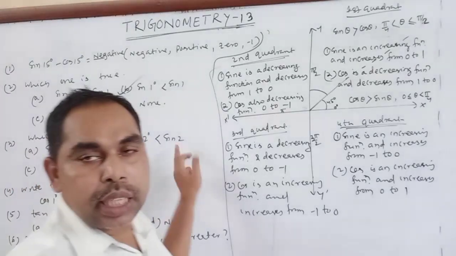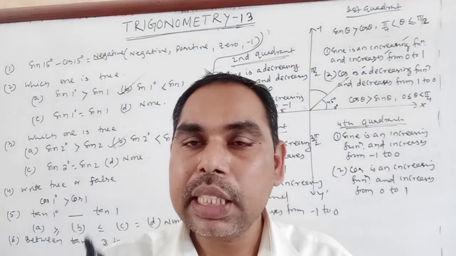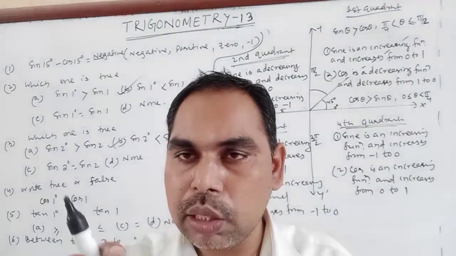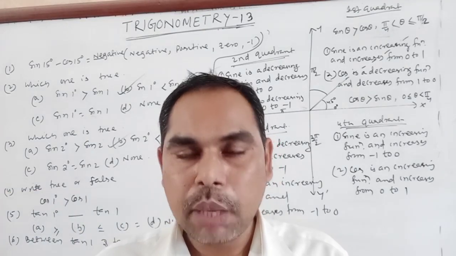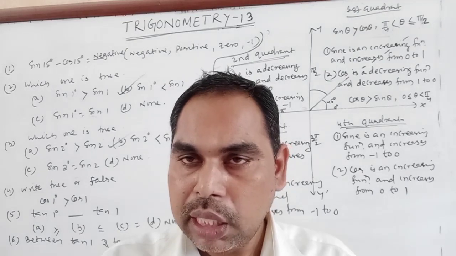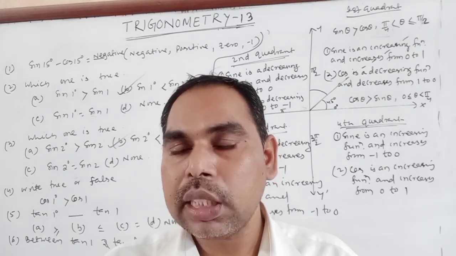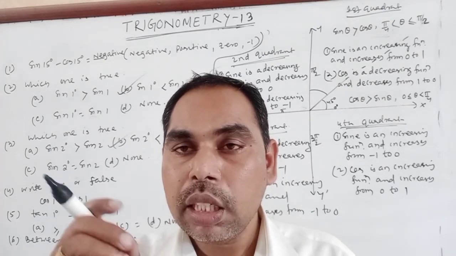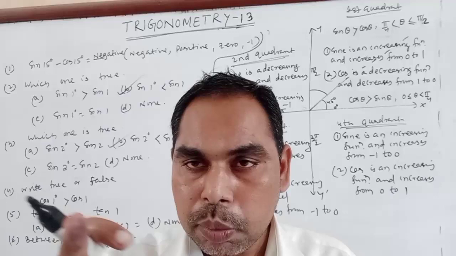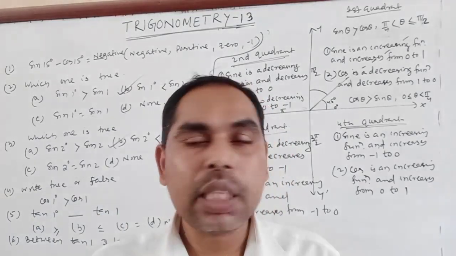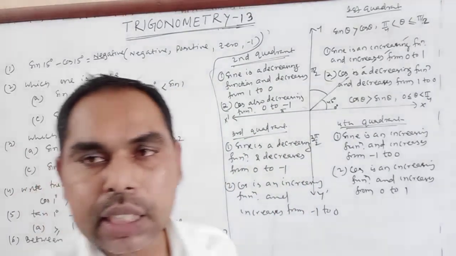Sin 0 is 0, sin 1 degree is 0.00001 something, and sin 2 degree increases slightly. But sin 2 means 2 into 57, which is 114 degree, and sin 114 degree is not equal to 0. Sin 90 is 1, so sin 114 is nearly 0.7, 0.75 this type of value. So sin 2 degree is obviously less than sin 2.